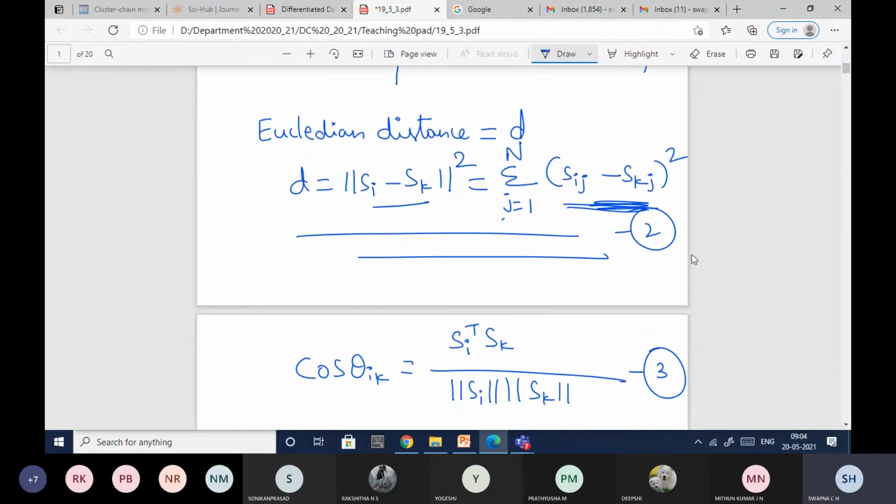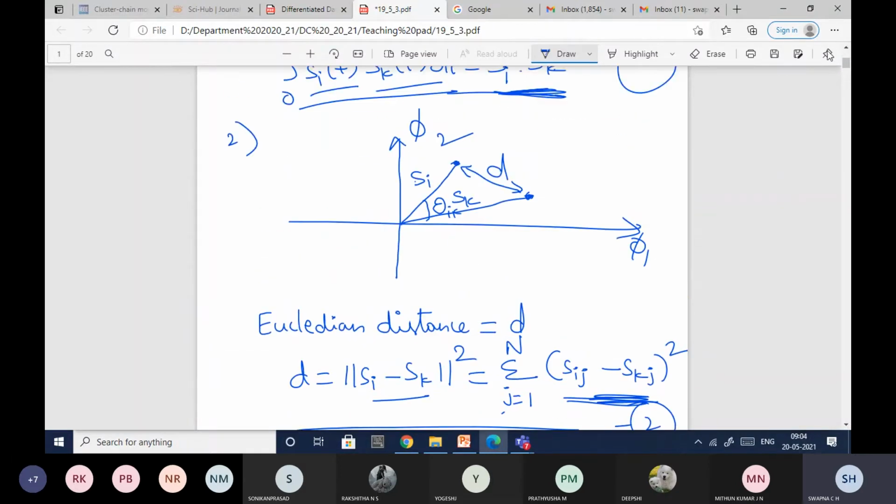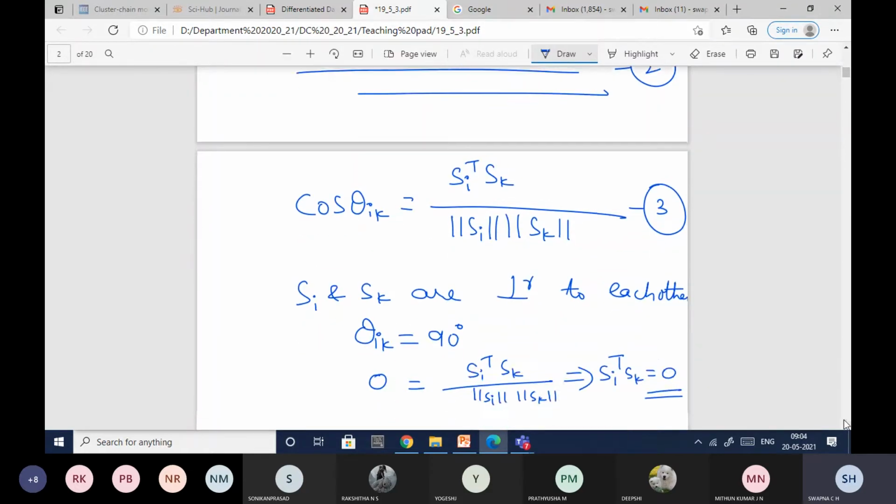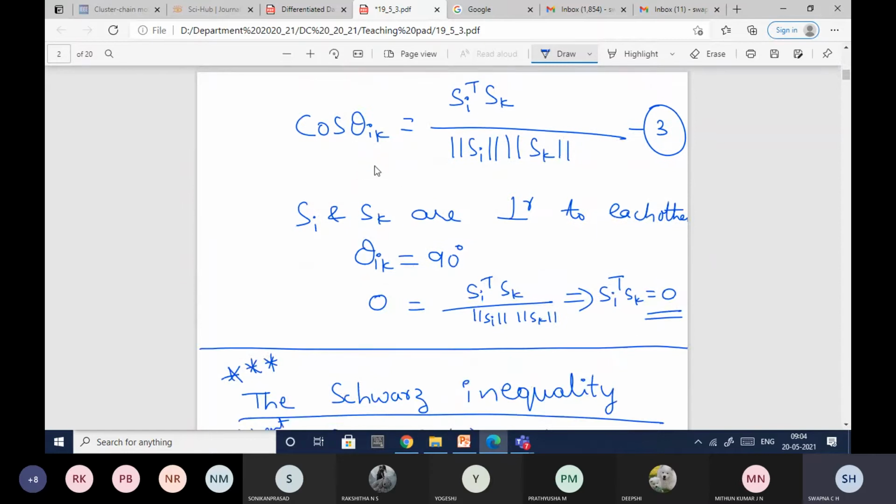Then between these two vectors, I can also find the angle. To find the angle, the equation is cos theta ik is equal to Si transpose Sk divided by the length of Si and the length of Sk. And if the theta value is equal to 90 degrees, then Si transpose Sk will be equal to 0. So this is what we have seen.